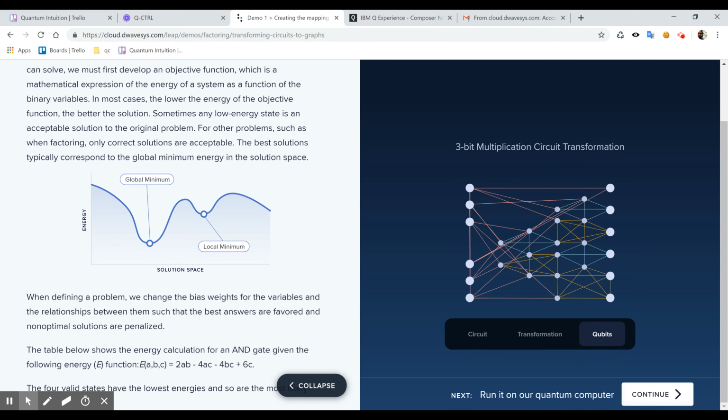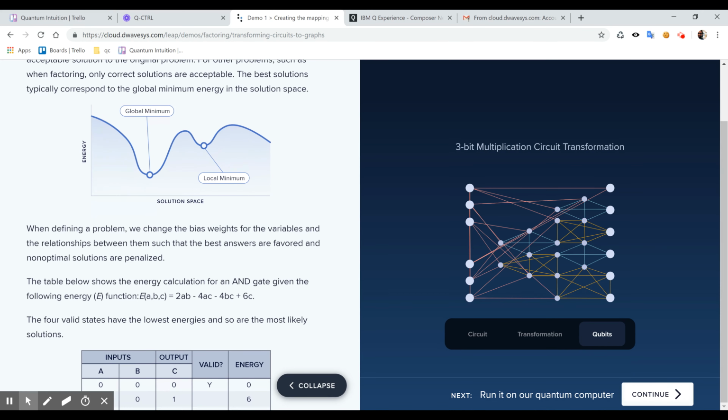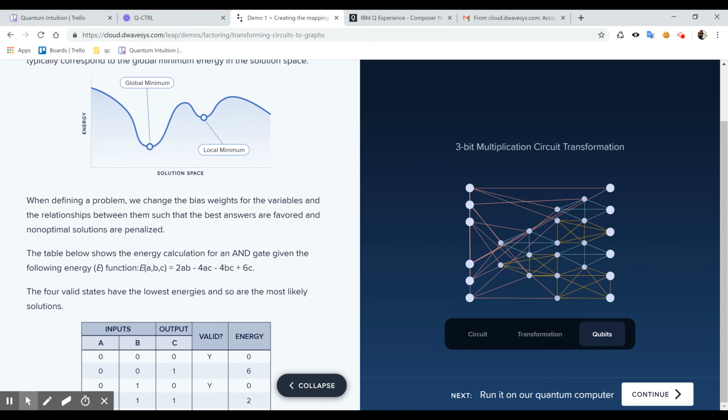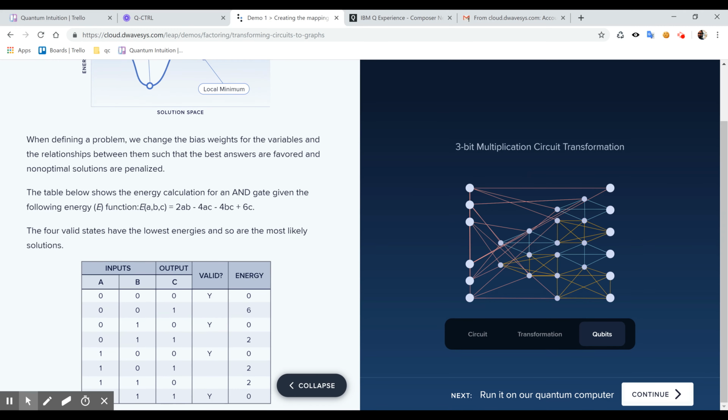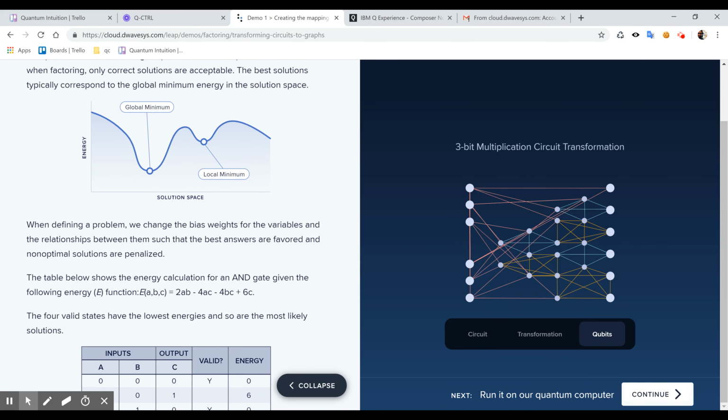Okay, so solution space, I get it. Yeah, this is definitely a lot of information. When defining a problem, we change the bias weights for the variables and the relationship between them such that the best answers are favored and non-optimal solutions are penalized. Energy calculation for an AND gate given the following energy function.